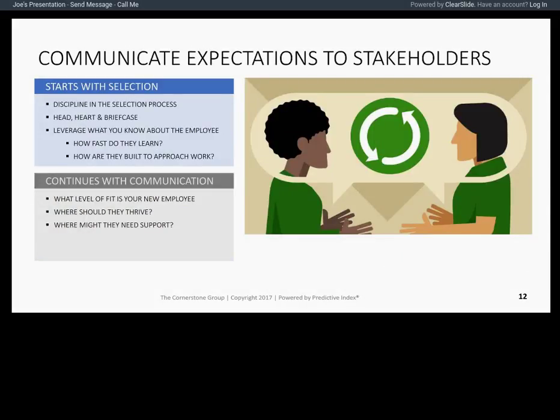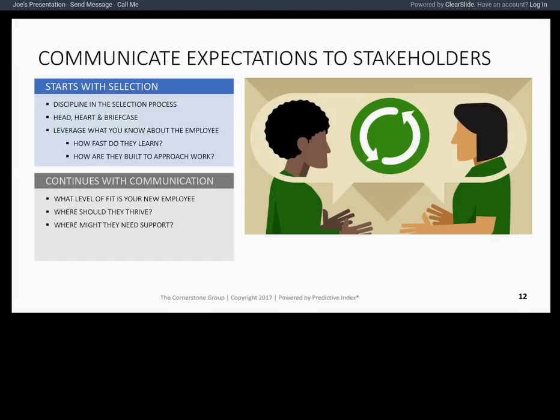When we're communicating to stakeholders, we want to have a purpose for what we're communicating. When we start with selection, we're generally communicating that we've been disciplined in the selection process. These are data points that are the pieces to a bigger puzzle. And what we've learned about the candidate is how fast do they learn and how are they built to approach their work.